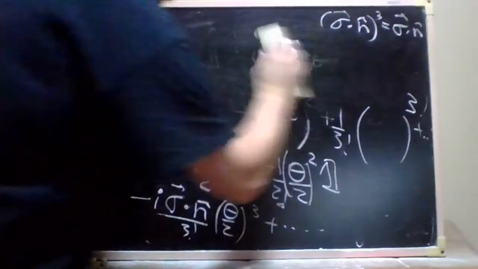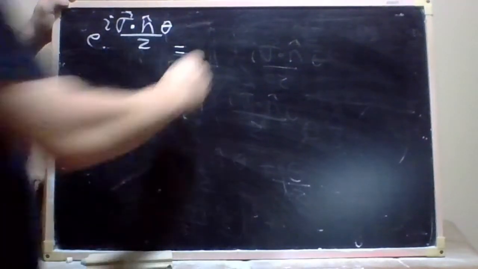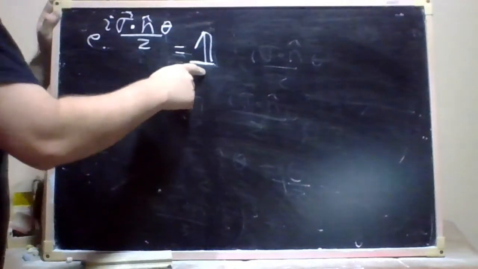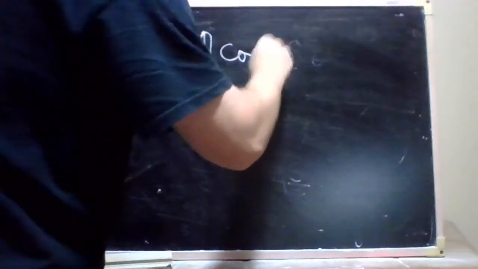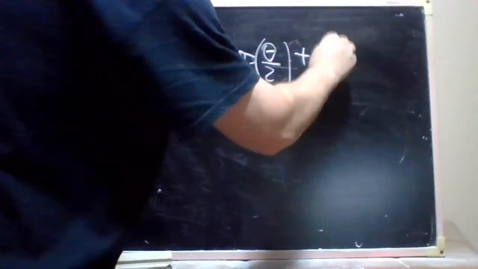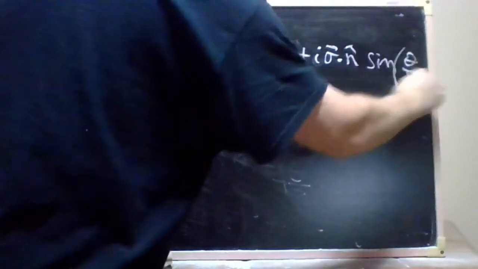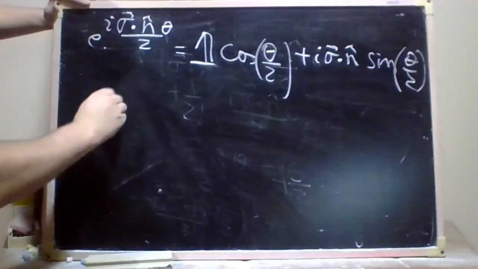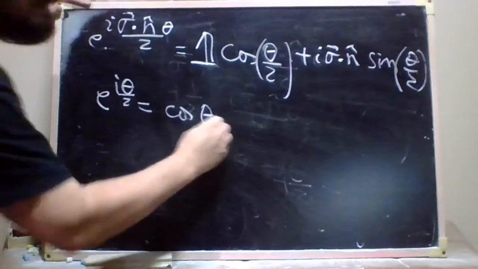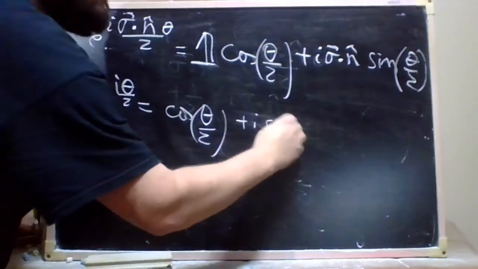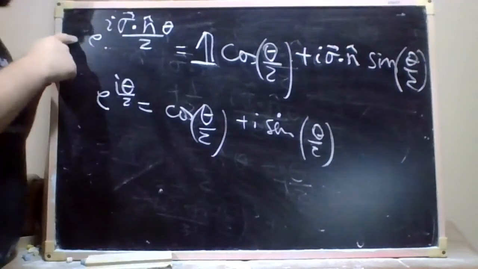So it is demonstrated this way that you'll find it to be the identity, which is often neglected or omitted, to be precise, cosine theta over 2, plus i sigma dot n, the sine function of theta over 2. This is a generalization of Euler's equation, with the division by 2 here. Right? This is a generalization.